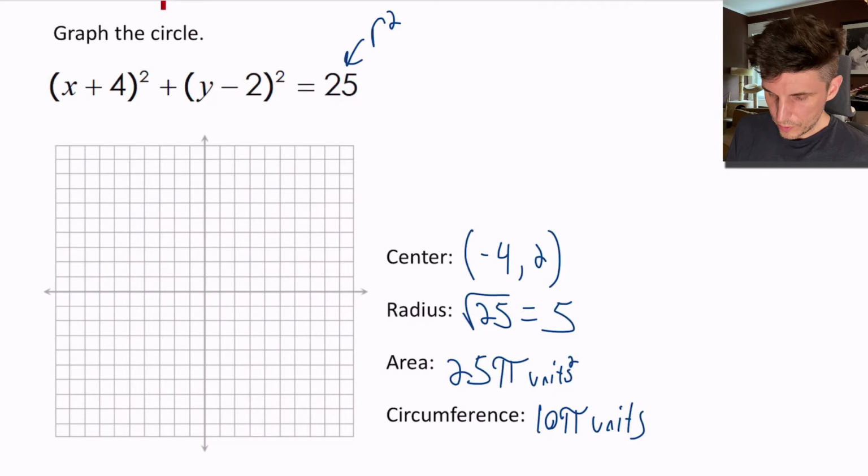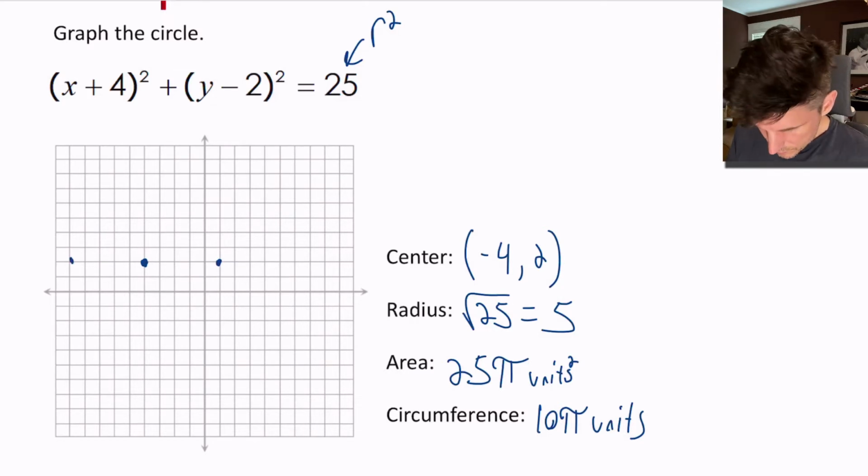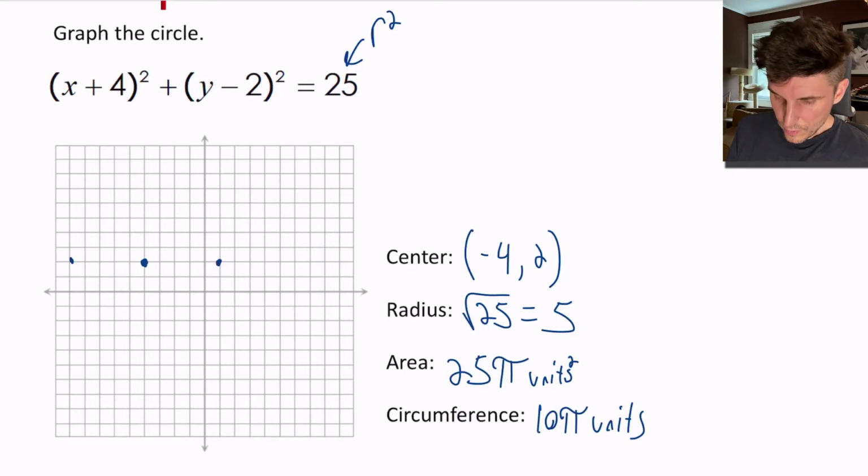1, 2, 3, 4. 1, 2. There's my center. And then the radius is 5. 1, 2, 3, 4, 5, in each direction.